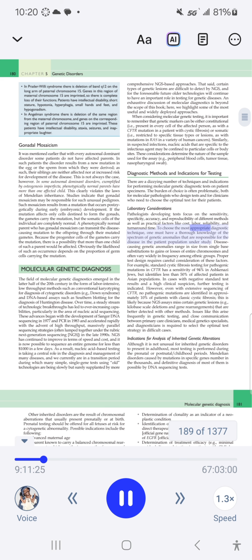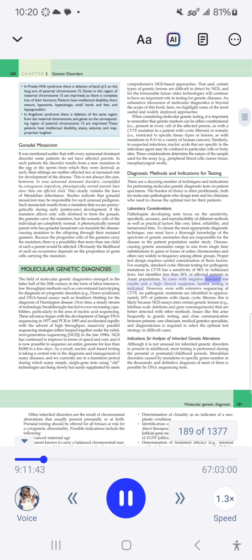To choose the most appropriate diagnostic technique, one must have a thorough knowledge of the spectrum of genetic anomalies that are responsible for the disease in the patient population under study. Disease-causing genetic anomalies range in size from single-base substitutions to gains or losses of entire chromosomes, and often vary widely in frequency among ethnic groups. Proper test design requires careful consideration of these factors. For example, standard cystic fibrosis testing for pathogenic mutations in CFTR has a sensitivity of 94% in Ashkenazi Jews, but identifies less than 50% of affected patients in Asian populations.